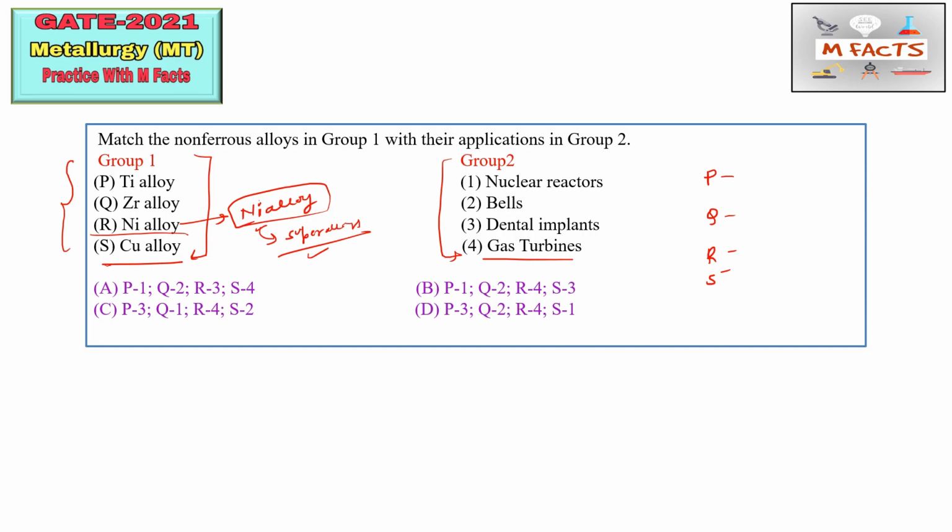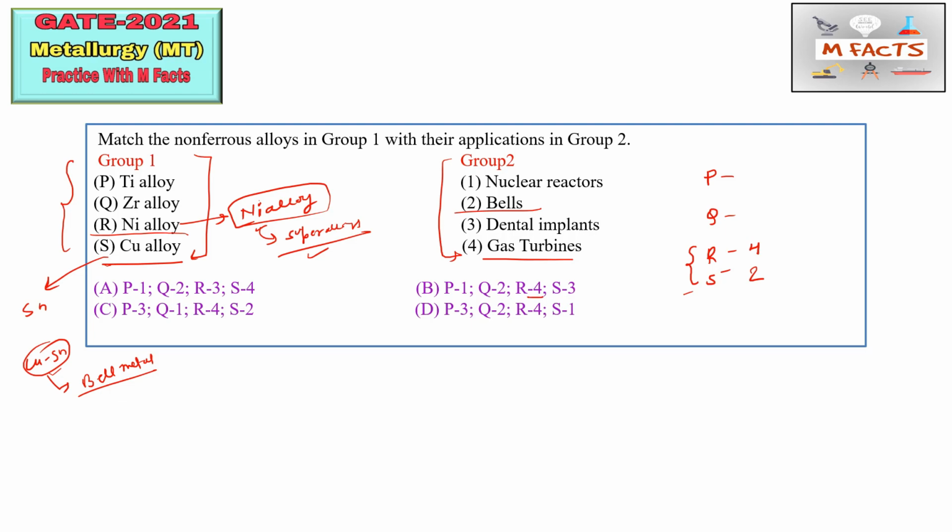So R you can match by 4, and the next is copper. So copper and tin alloy, that is CuSn. This is basically also known as bell metal. Okay, so bell metal is a copper and tin alloy. So copper alloys are basically used for bells. Okay, so S you can match by 2. So we have 4 and 2. Okay, so by utilizing these two also you can eliminate the options because you are sure about this. So R is 4 and S is 2.